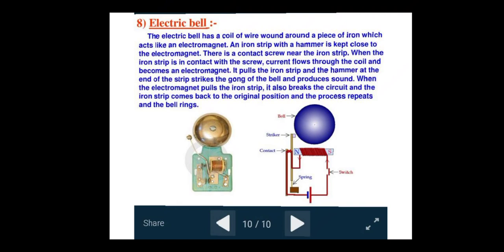When the iron strip is in contact with the screw, the current flows through the coil and it becomes an electromagnet. It pulls the iron strip, and the hammer at the end of the strip strikes the gong of the bell and produces the sound. When the electromagnet pulls the iron strip, it breaks the circuit and the iron strip comes back to its original position, and this process repeats and the bell rings. So whenever the bell rings, there is the process of an electromagnet in it.